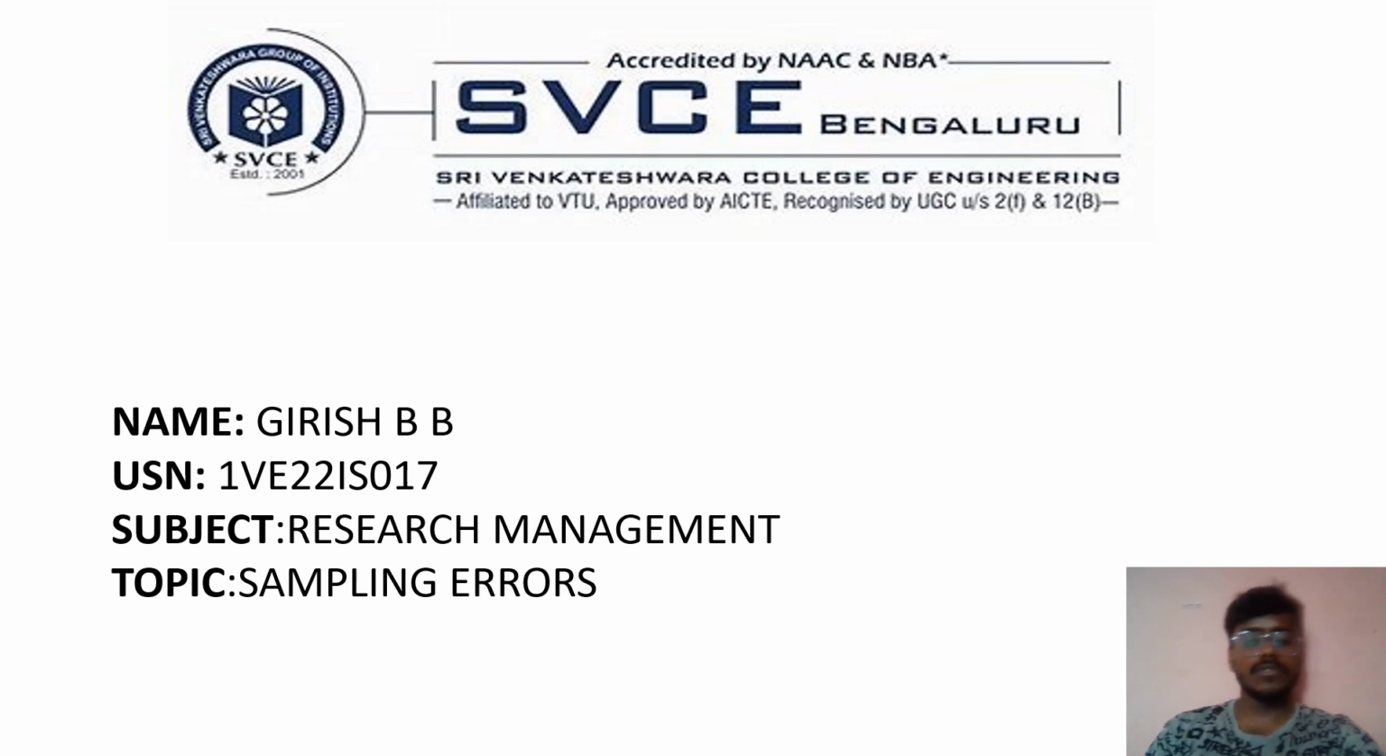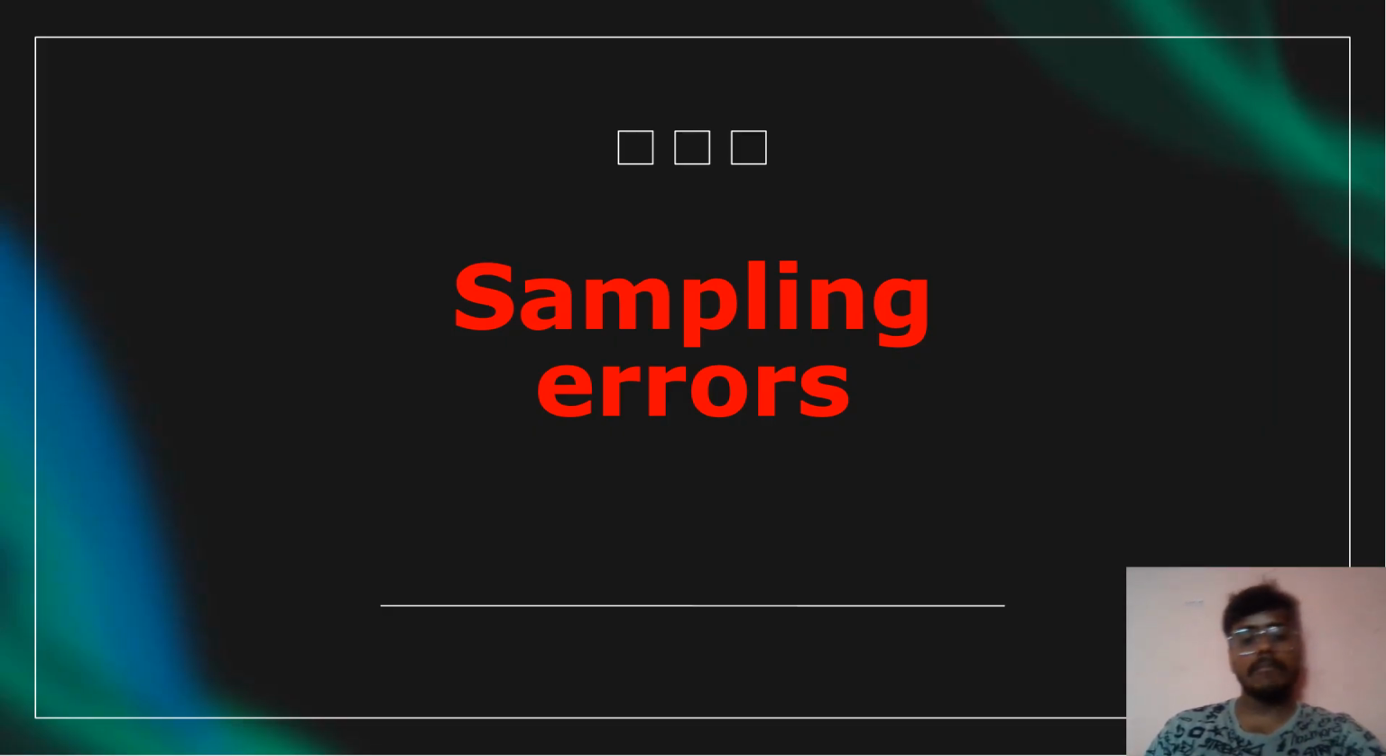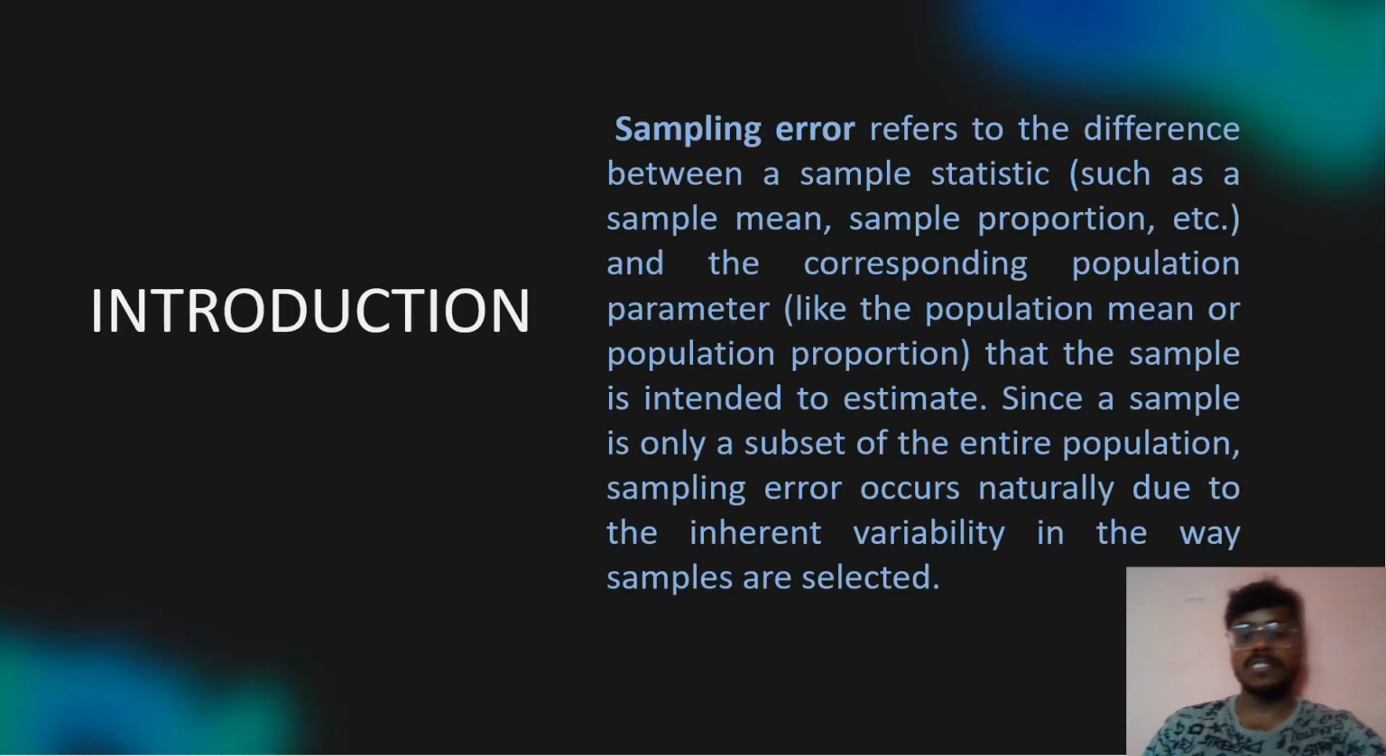Today we are going to discuss one of the topics in research management, that is sampling errors. First, the topic: sampling errors. Introduction. Sampling error refers to the difference between a sample statistic, such as a proportion, and the corresponding population parameter, like the population mean or population proportion, that this sample is intended to estimate. Since a sample is only a subset of the entire population, sampling errors occur naturally due to the inherent variability in the way samples are selected.